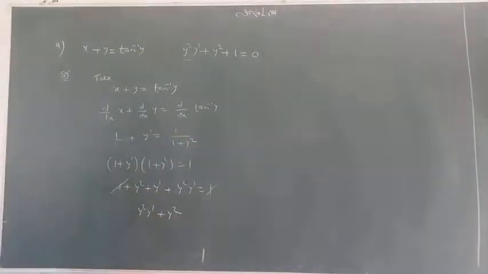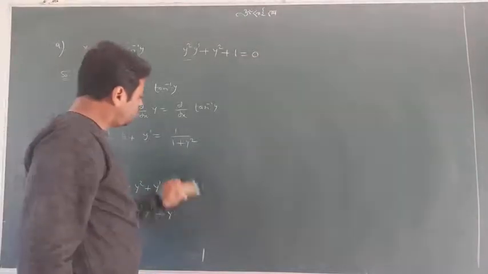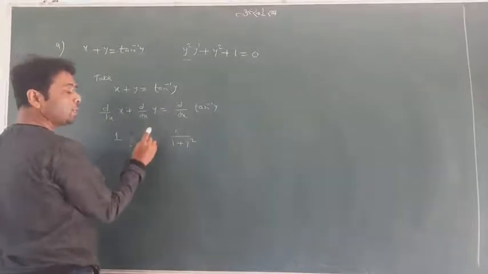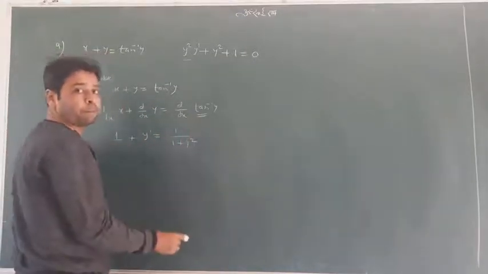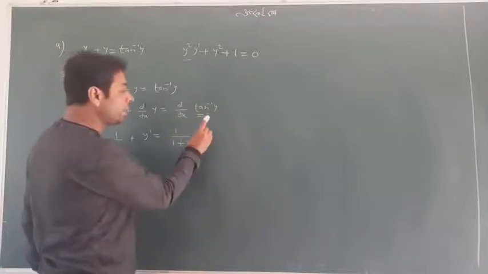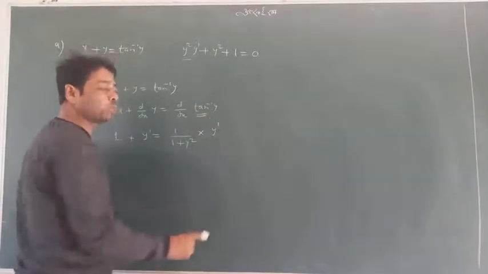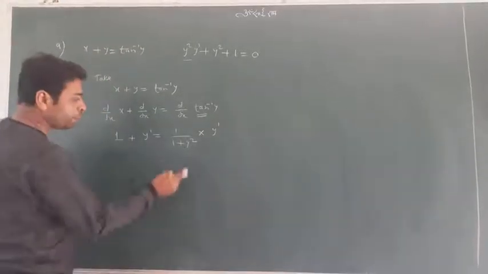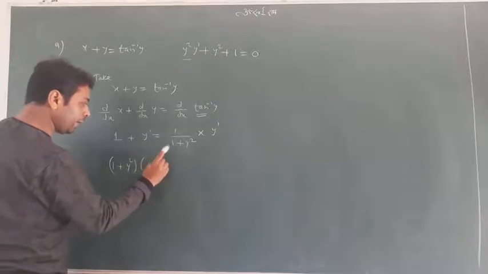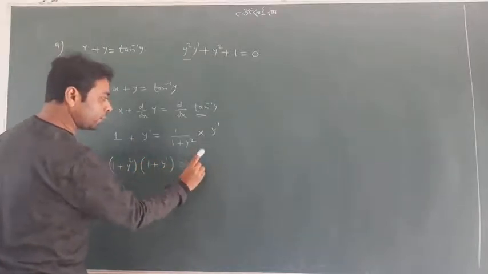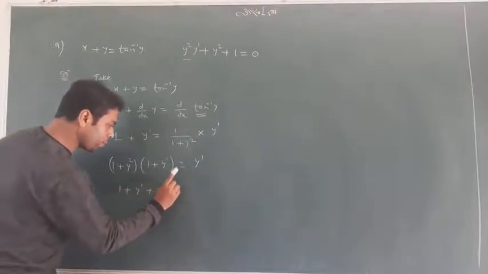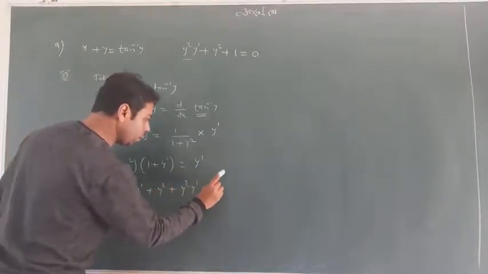I just forgot one thing. Sorry, and apology from my side. I forgot one thing. Differentiation of x is 1, y is y dash. Here we'll use the chain rule. You know, first I do the differentiation of tan inverse, which is 1 upon 1 plus y square. Then again differentiation of y is y dash. That was missing. And now I do the same thing. I'll transfer here 1 plus y square into 1 plus y dash equal to y dash remaining. Now I multiply, 1 plus y dash plus y square y dash equal to y dash.